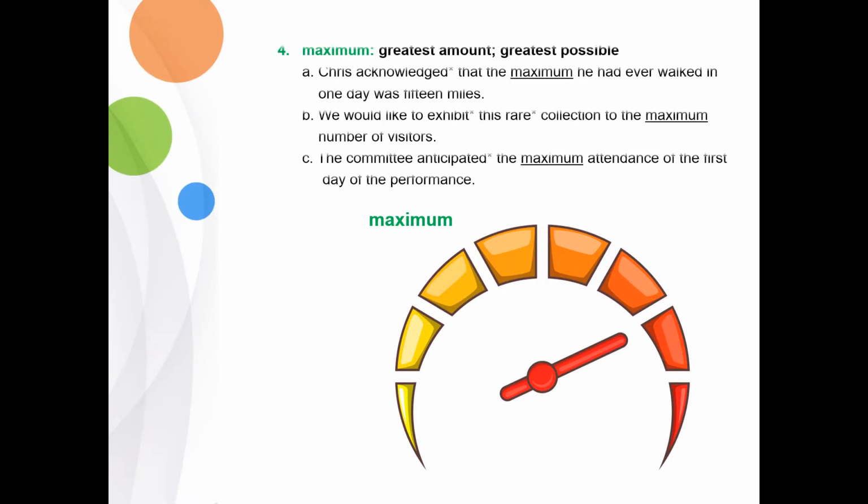Maximum. Maximum means greatest amount or greatest possible. Examples: Number 1. Chris acknowledged that the maximum he had ever walked in one day was 15 miles.